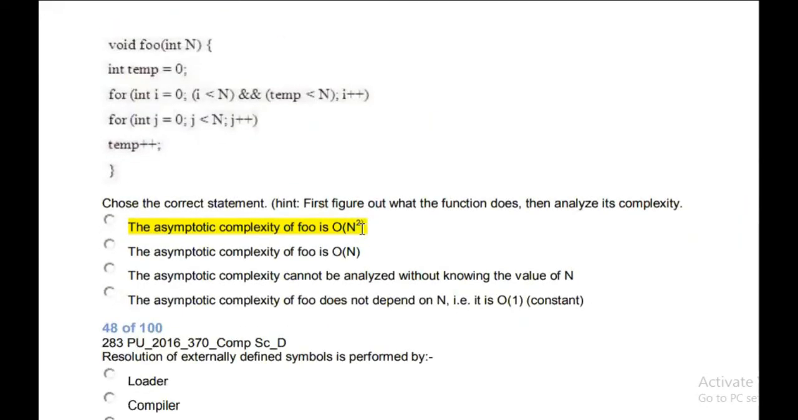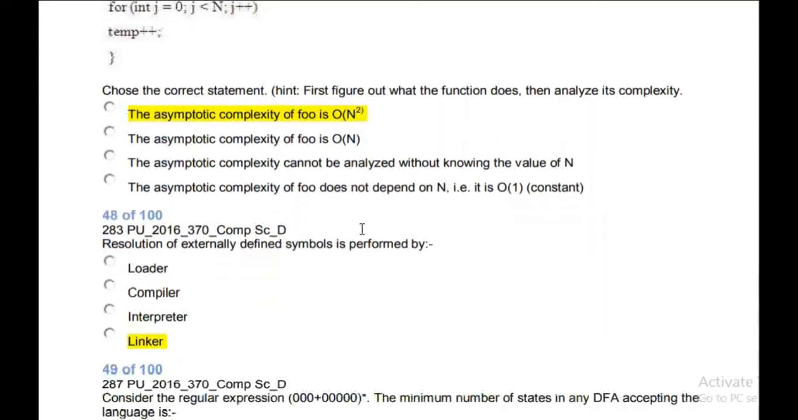Void foo(int n), int temp = 0; for (int i = 0; i < n && temp < n; i++) for (int j = 0; j < n; j++) temp++. Choose the correct statement. Hint: first figure out what the function does, then analyze its complexity. The asymptotic complexity of foo is O of n square. Option A is correct.